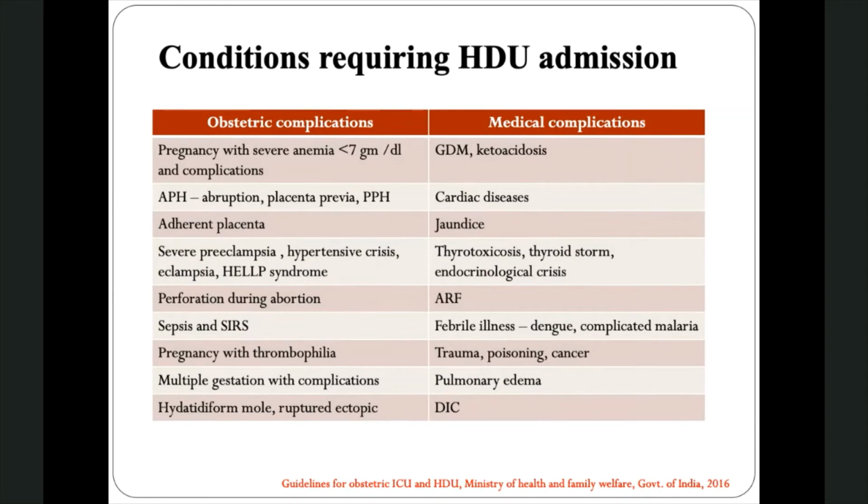So these are the conditions which require HDU admission. To roughly summarize, whenever there is a single organ failure or a single condition which is deteriorating, you manage those patients in HDU. The condition is that it should not be respiratory failure. Whenever a patient requires CPAP, intubation, or oxygen support, just oxygen by mask you can manage at HDU level. But whenever a higher level of respiratory support is required, the patient needs to be shifted to ICU.